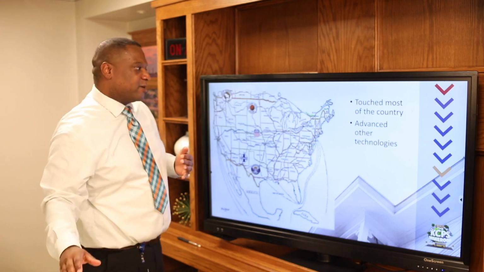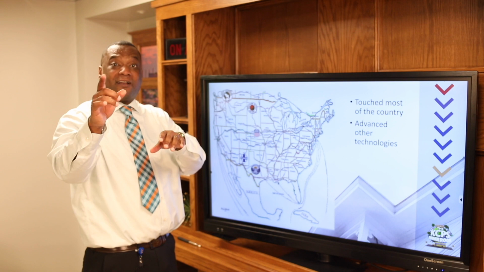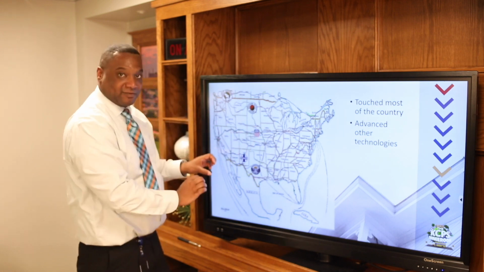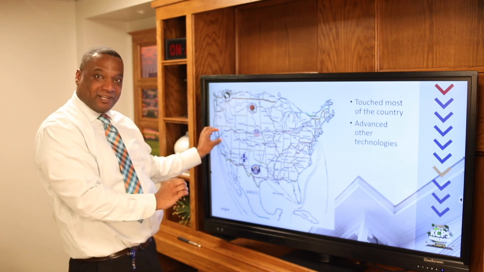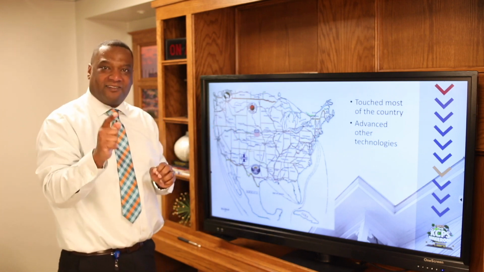So, let's look at these railroads. We're going to talk about the Union Pacific. That was the one that we just talked about. Congress authorized that in 1862. They started in Omaha, Nebraska, right? These guys started in Sacramento, California. They met in Utah to drive that final nail in.